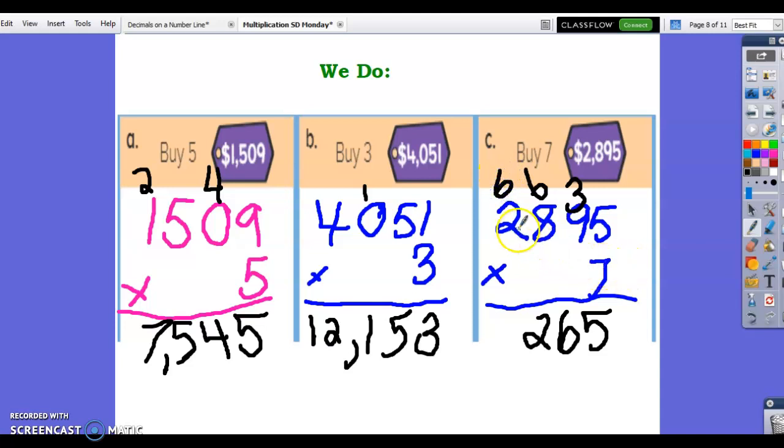And then 7 times 2 is 14. Plus 6 is 20. And you should have 20,265. And check your work. If you need to pause the video here, if you did something wrong, make sure that you go back and fix those.